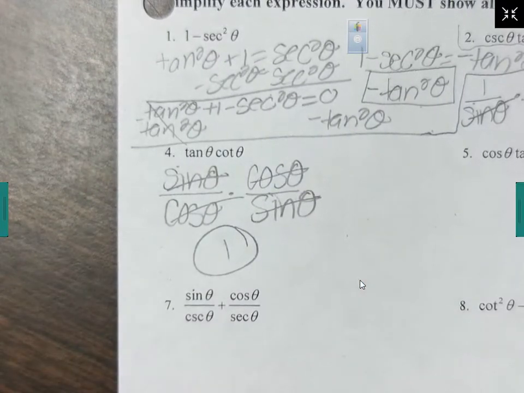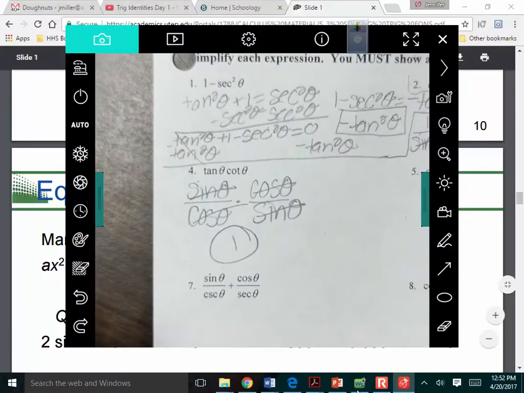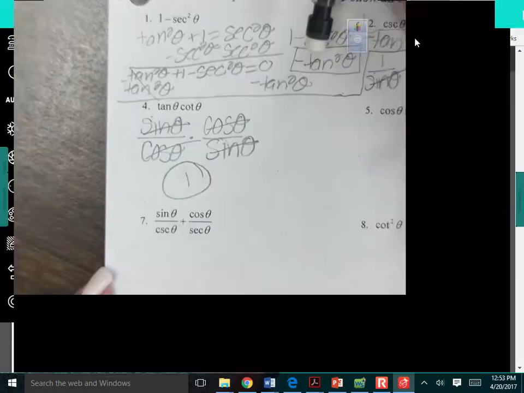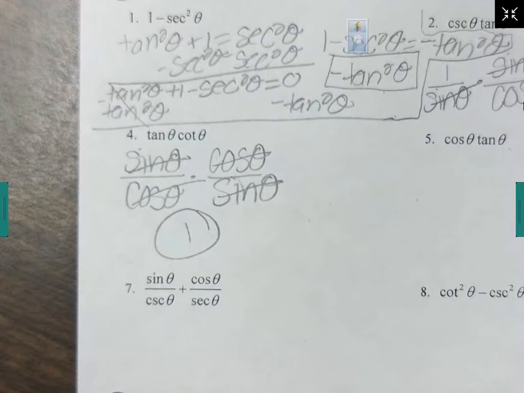Yes? How do you know to use quotient identities? Because, well, we've talked about it a few times yesterday. Okay, sorry. Patricia? Yesterday we talked several times about quotient identities being super important. Today I was very specific about us wanting, unless there's a Pythagorean identity clearly established from the beginning, to write everything in terms of sine and cosine.